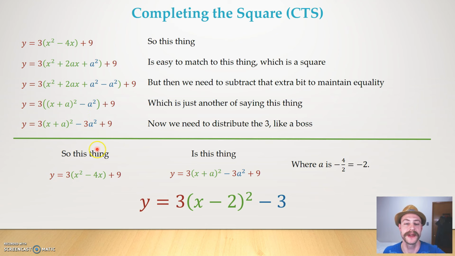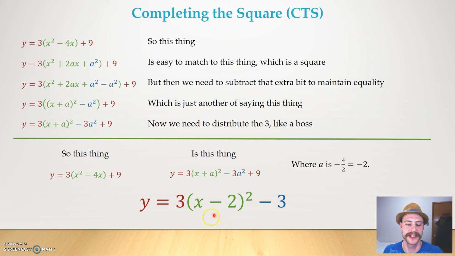So if we just skip from the beginning to the end, we get this thing, which we started with, is really this thing. Because this one is our goal, because this shows us, this reveals the square, okay? Where a has to be -4/2. So you always look at this value here, you divide that by 2, that's your a value, every time.